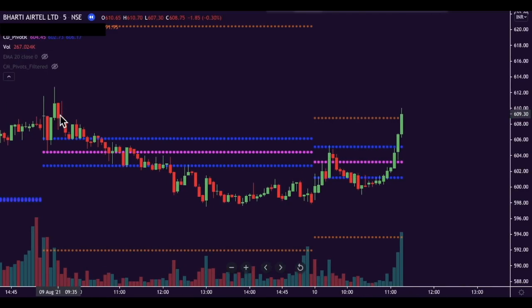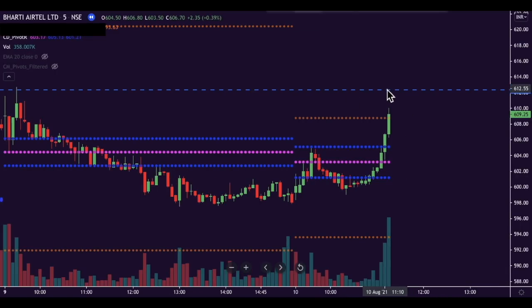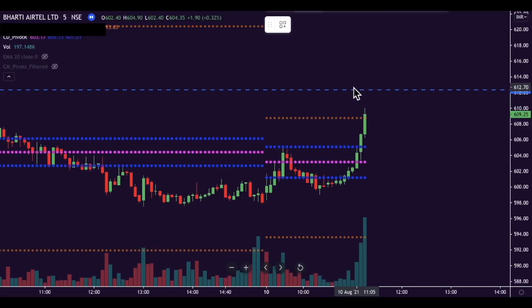If I just remove this, there's one more thing we can notice here. This is the previous day, right? The previous day high was this level. Now this previous day high can act as resistance, right? Looking at this, some people will think, what if this acts as resistance? We'll wait for some time after this breakout, and then enter the stock.